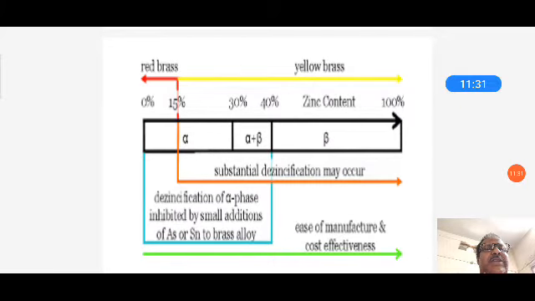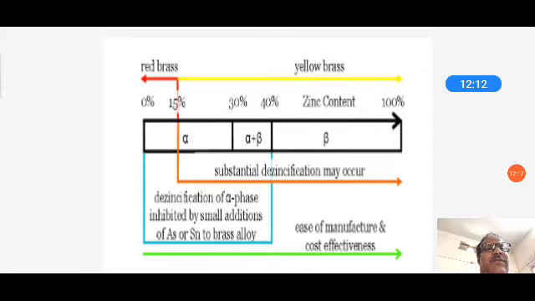Mainly, dezincification occurs in yellow alpha brasses, especially those with 15 to 20% zinc, where substantial dezincification may occur. Below that it is not a concern. The ease of manufacturing and the cost effectiveness are obtained with more than 15% zinc in alpha brasses, that is yellow alpha, as well as alpha plus beta brasses, and the beta brasses also have to deal with this corrosion.